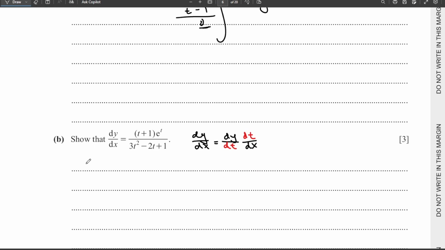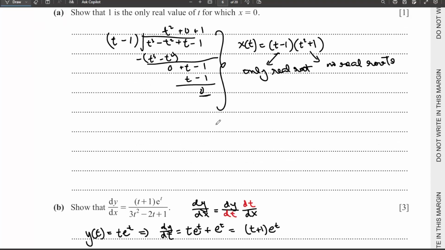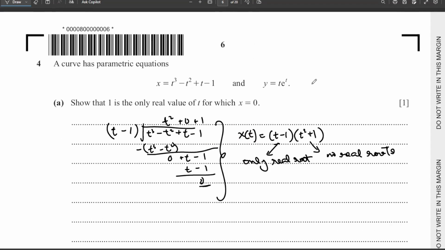Okay, y of t is t e to the power of t. So we need to use the product rule here because t multiplied by e to the t is a product of two functions. So dy/dt: first I leave the t and differentiate the e to the t, which is the same thing. Then I differentiate the t, which gives 1, and e to the t stays the same. We can even factorize this to become (t plus 1) e to the t, because the common factor is e to the t. Okay, so that's dy/dt.